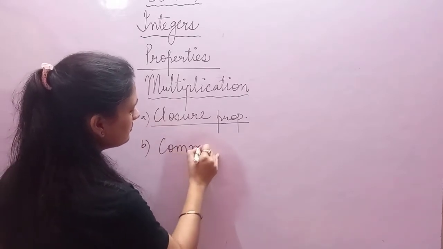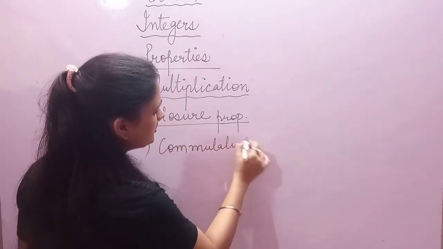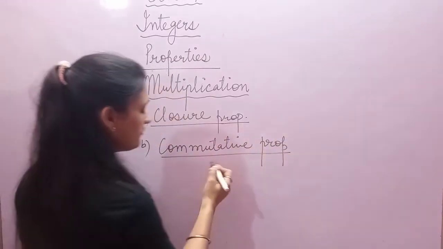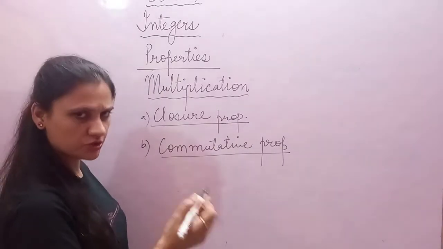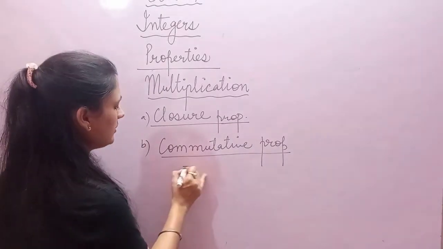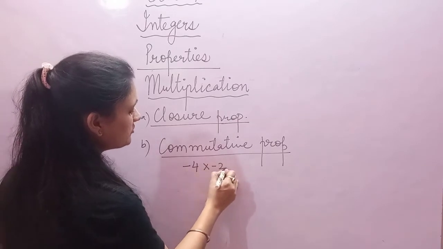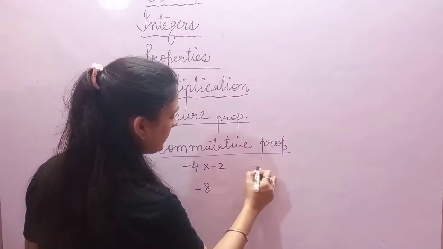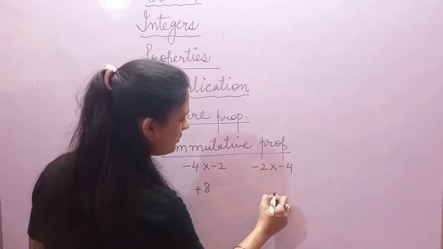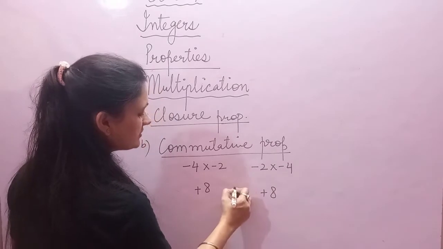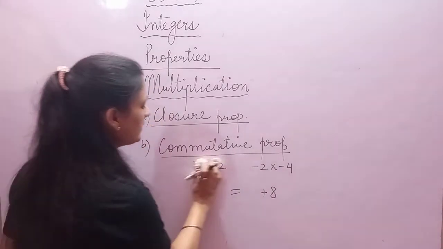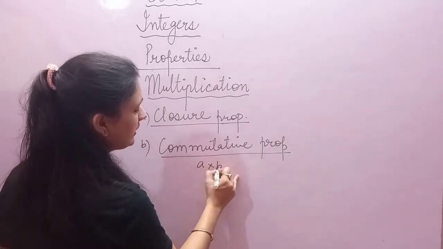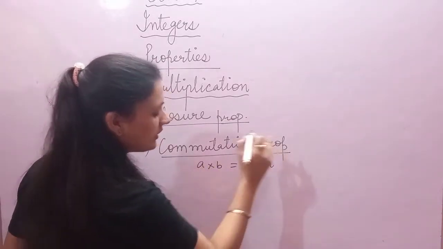So we can say that integers are closed under multiplication. Next is commutative property. Let us see. If we change the order in multiplication, does the answer remain the same? Let us check. So -4 multiplied by -2 is 8, plus 8. Let us change the order. -2 multiplied by -4. Yes, again the answer is the same. So what we can say? That integers are commutative under multiplication. That is A multiply B is equal to B multiply A.